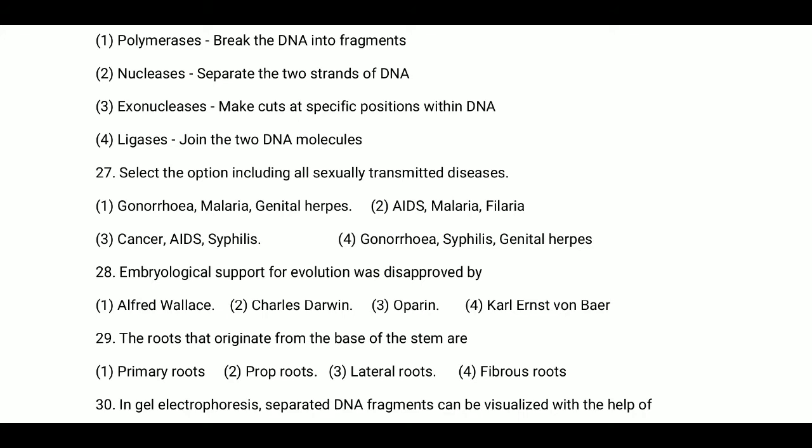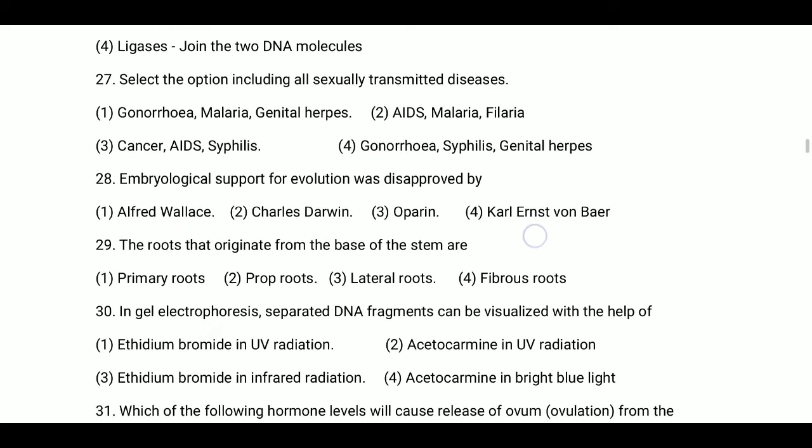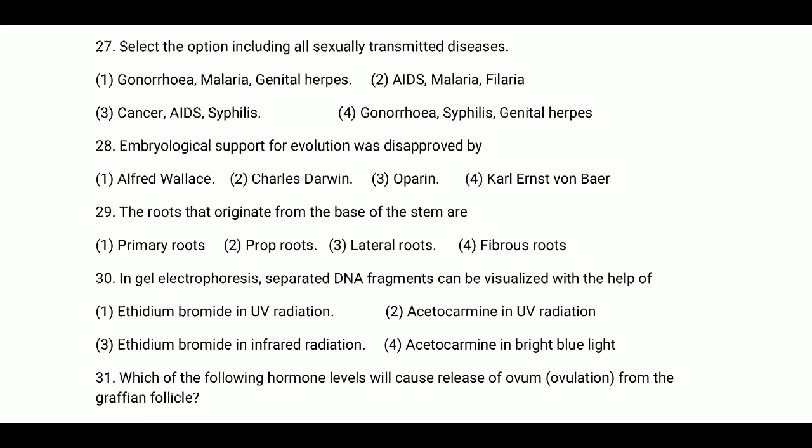Embryological support for evolution was disapproved by Alfred Wallace, Charles Darwin, Oparin, or Carl Ernst von Baer. Who disapproved embryological support is the question here. And the answer for this is Carl Ernst von Baer. Then the roots that originate from the base of the stem are: primary root, prop root, lateral root, fibrous root. So again for this question they are called fibrous roots. You also call them stilt roots, a type of fibrous root at the base of the stem. In monocots you find it.